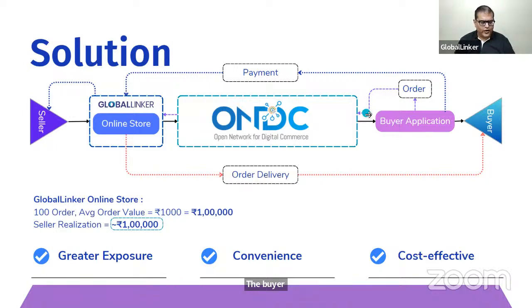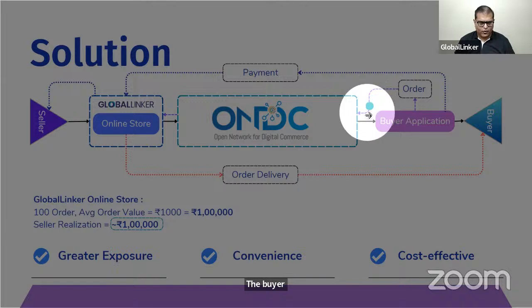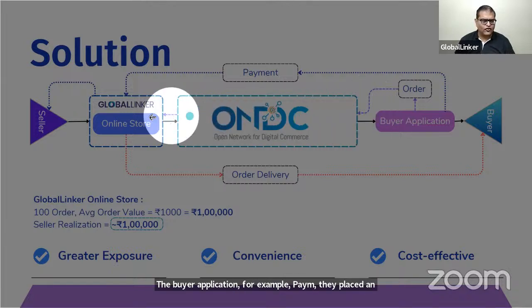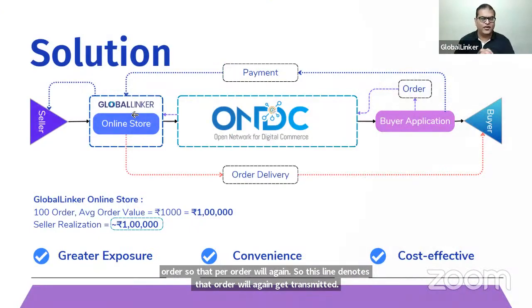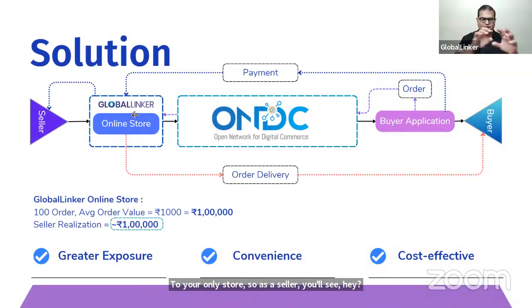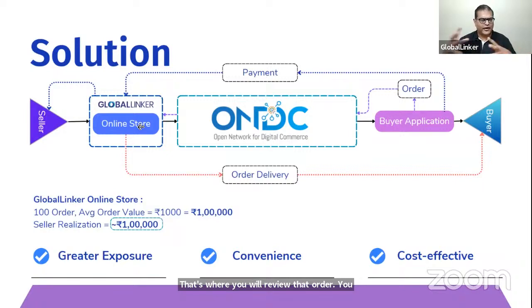This line denotes that the order will get transmitted to your online store. So as a seller, you'll see, hey, I've received an order. And ONDC orders are highlighted separately, so you'll know that it is an order you have received through ONDC. Then you will review that order, process that order, pack it, and deliver it.